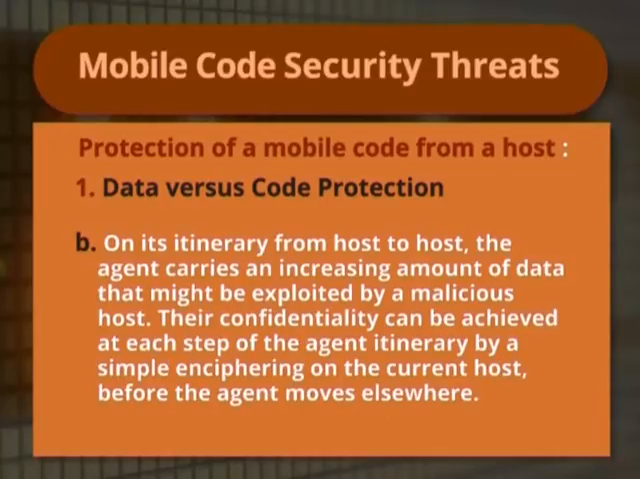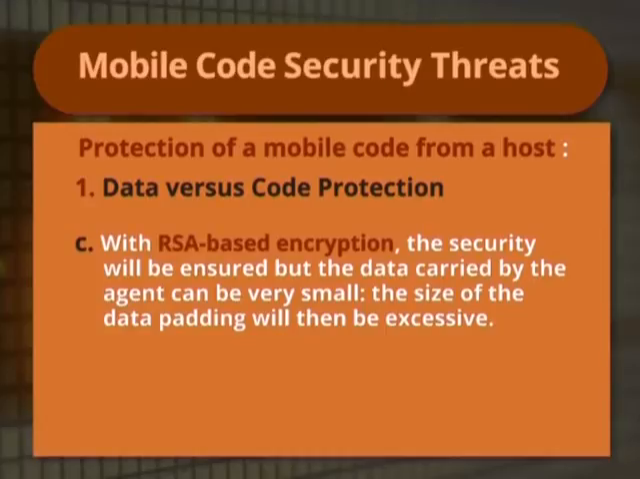On its itinerary from host to host, the agent carries an increasing amount of data that might be exploited by a malicious host. Their confidentiality can be achieved at each step of the agent itinerary by a simple enciphering on the current host before the agent moves elsewhere. With RSA based encryption, the security will be ensured, but the data carried by the agent can be very small. The size of the data padding will then be excessive.